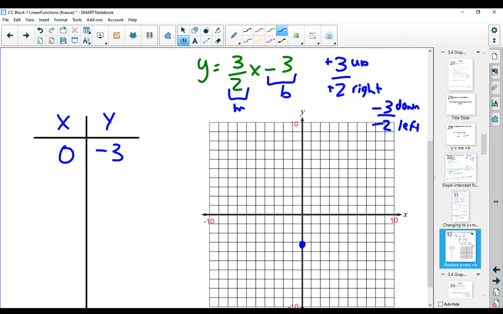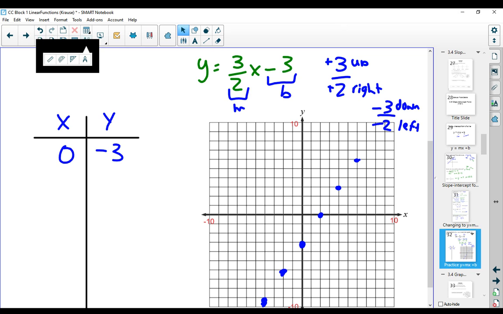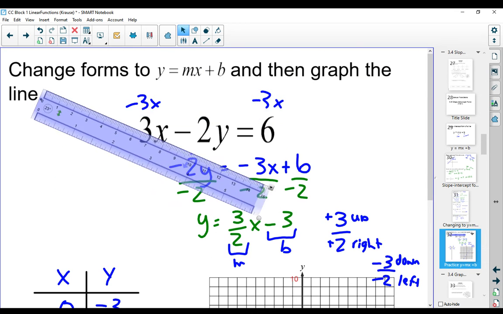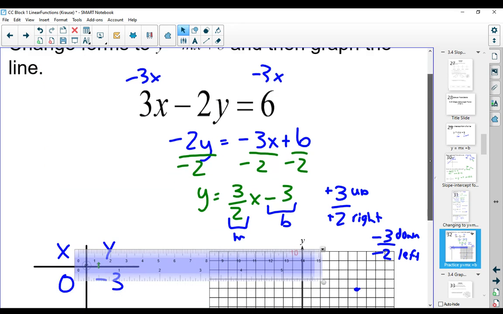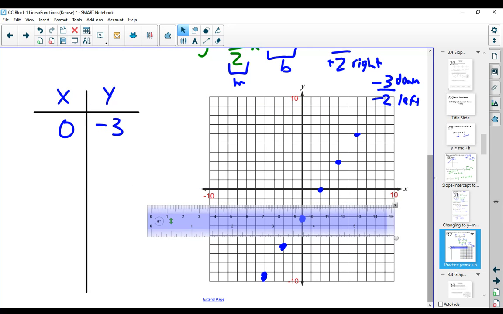So from that point 0, negative 3, I can count up 3, 1, 2, 3, right 2. Try not to say over 2, because that doesn't give us any direction. Up 3, 1, 2, 3, right 2, and so on. Or again, I can go the other direction. Down 3, 1, 2, 3, left 2, down 3, left 2. Once you have those points, then you're going to get out your ruler. Your ruler or a straight edge of some kind, and you're going to connect your points.